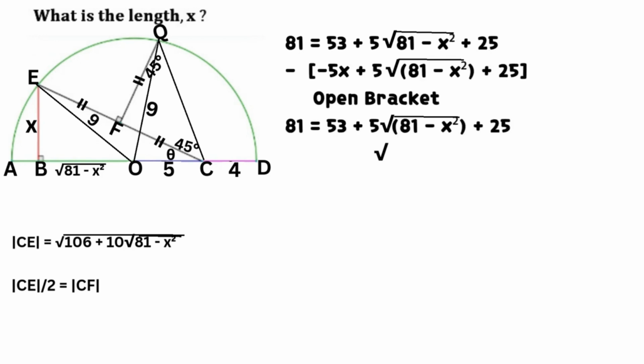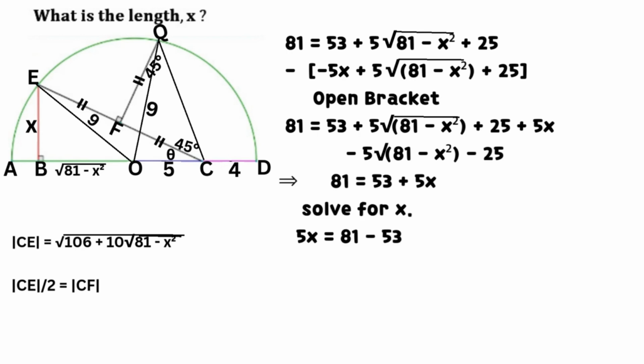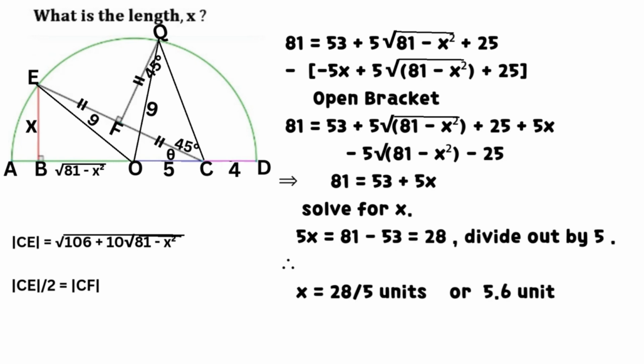We have that 81 equals the sum of 53 and 5 times the square root of 81 minus the square of x plus 25 minus, in bracket, the sum of negative 5 times x and 5 times the square root of 81 minus the square of x plus 25, as shown on the screen. Open bracket, so that we can cancel equal terms with opposite signs. After simplification, we have that 81 equals the sum of 53 and 5 times x.